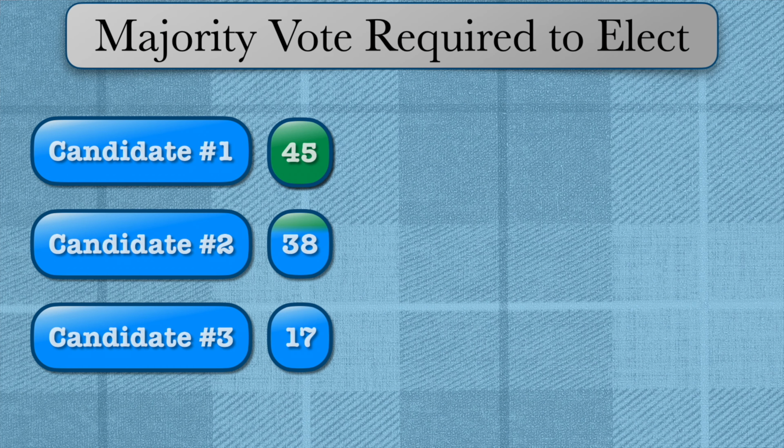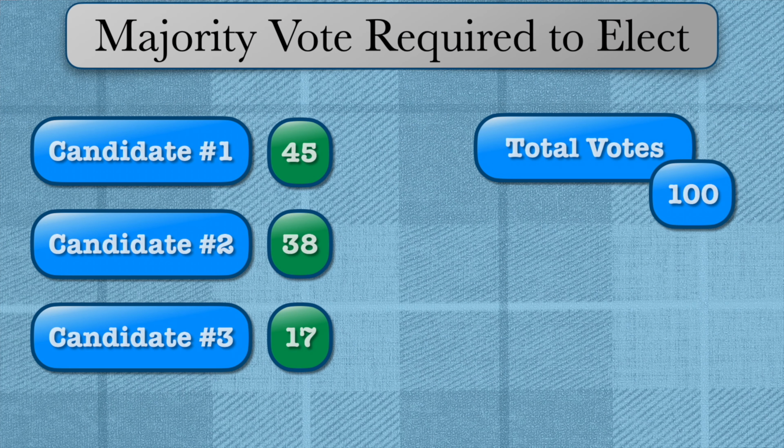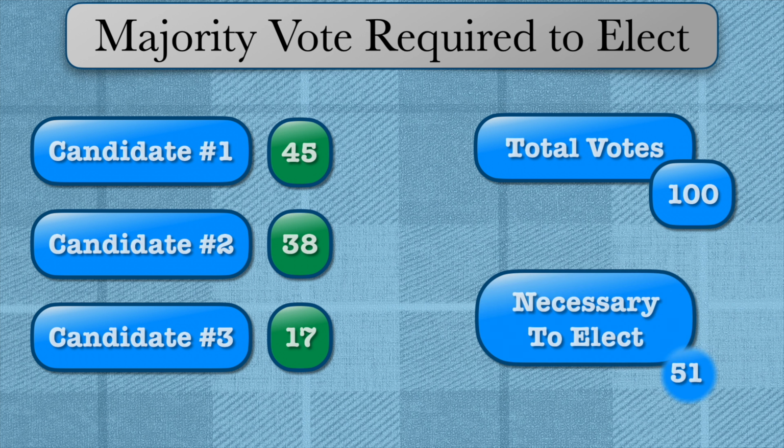First, we have to add up all the votes cast. When we do that, we get a total of 100 votes. We then have to determine a majority of that number. Remember that majority means more than half. Half of 100 is 50, so anything over 50 is a majority. Since we're dealing with whole numbers and not fractions, 51 is the lowest number that represents a majority in this case. So 51 is the necessary to elect number. That's our magic number that a candidate must reach in order to be elected.